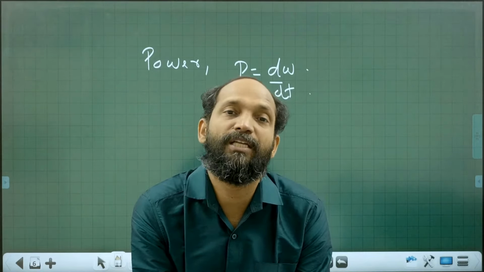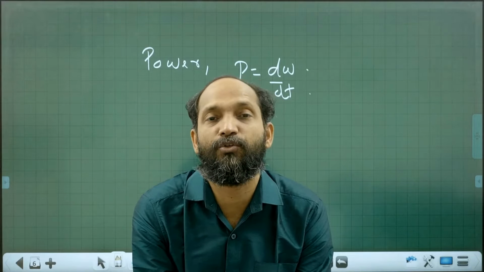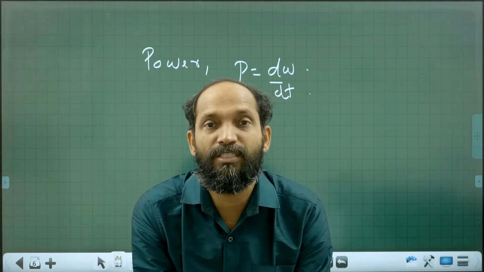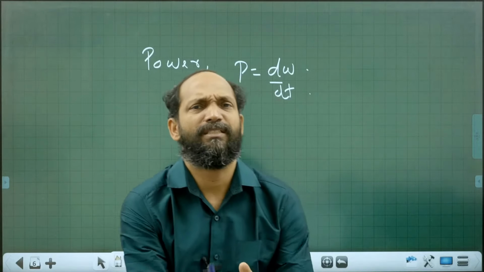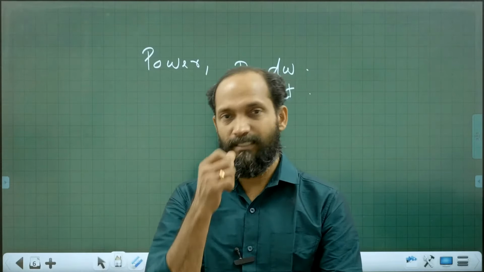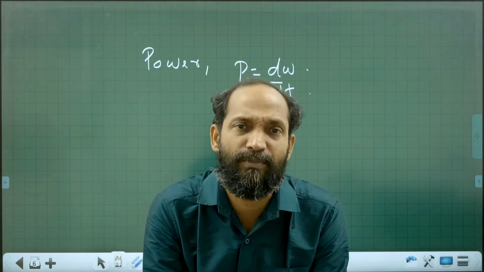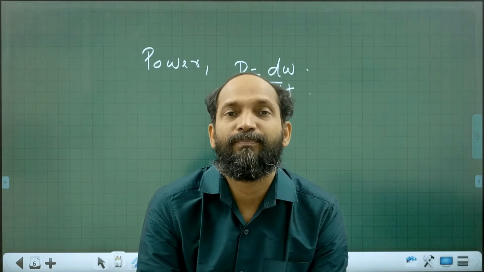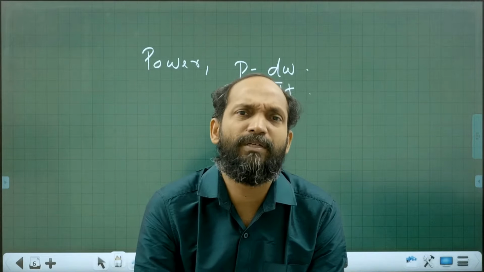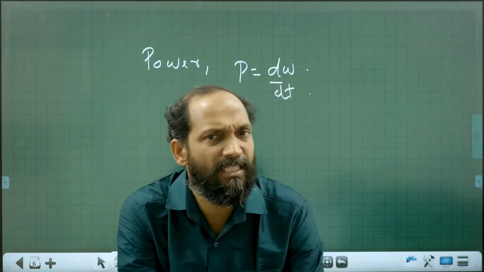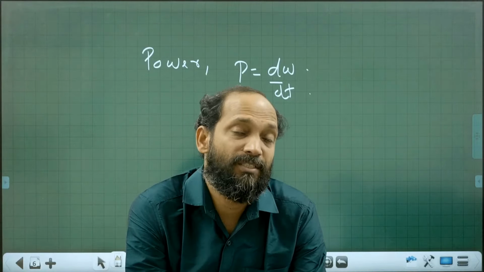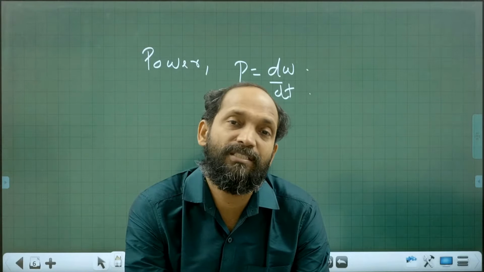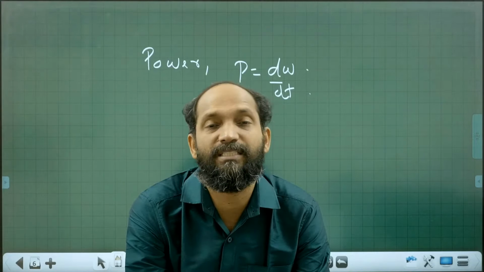So power is the rate of change of work, dW by dt, the rate of change of kinetic energy, the rate of change of potential energy, or the rate of change of total mechanical energy, depending upon the situation. If kinetic energy has not changed and only potential energy changes, power is the rate of change of potential energy. If kinetic energy also changes, then total power is the rate of change of mechanical energy.